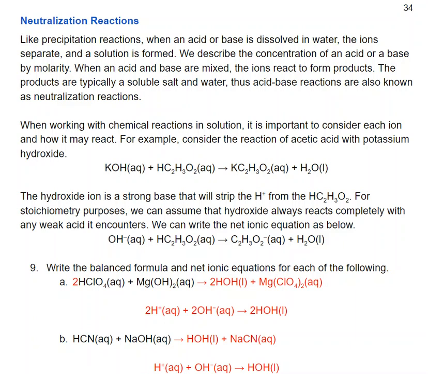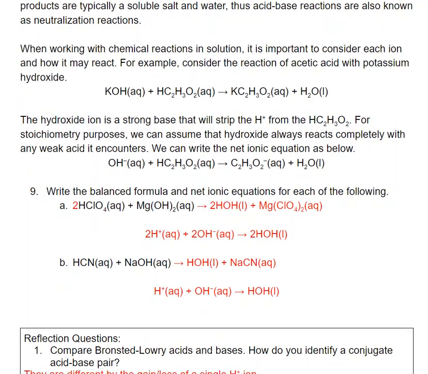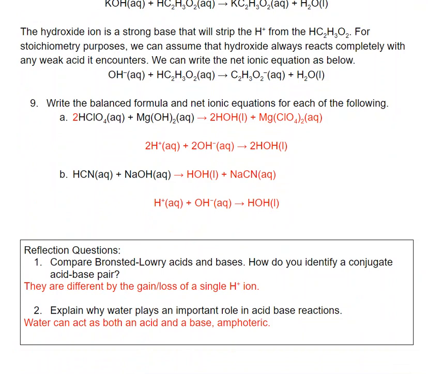So we want to write some equations here. So we want to pay attention to the ratio of hydrogen to hydroxide. So since I've got two hydroxides here, I know I'm going to need two H pluses in order to neutralize it. So that'll form two waters as well as the aqueous salt magnesium perchlorate. The net ionic is just going to show the reaction between H plus and OH minus to form water.